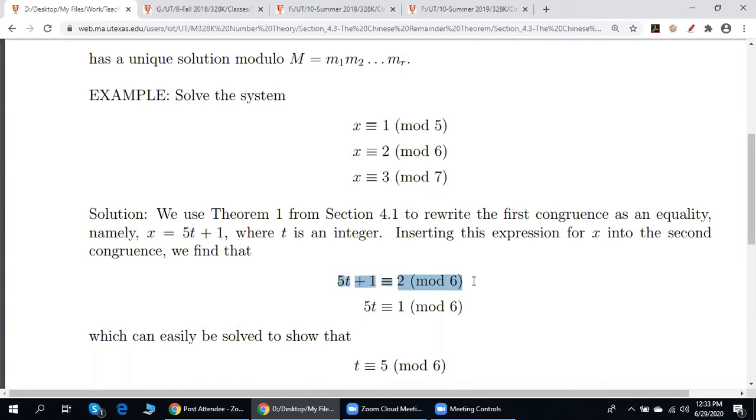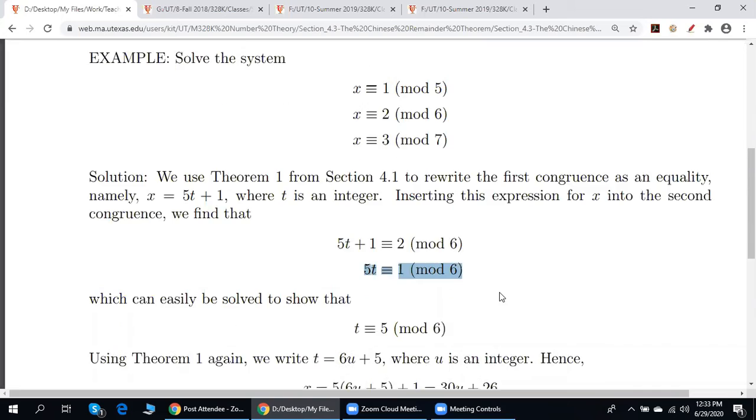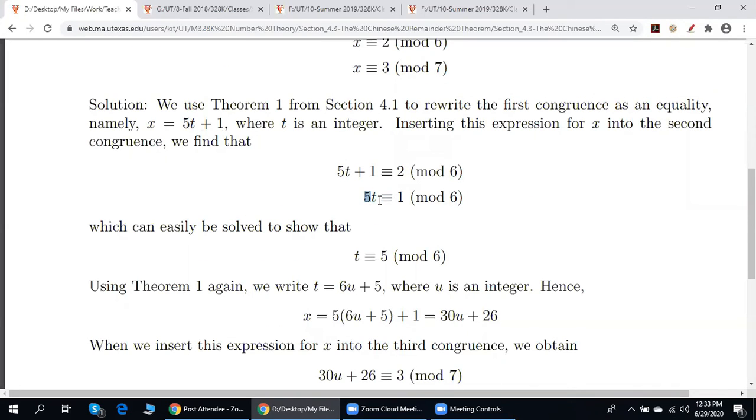Done. Subtract 1 from both sides. Done. And then find all solutions of this congruence. Note that this congruence has a unique solution because 5 and 6 are relatively prime. The easiest way to find a particular solution of this, a particular in our case means all solutions because 5 and 6 are relatively prime.